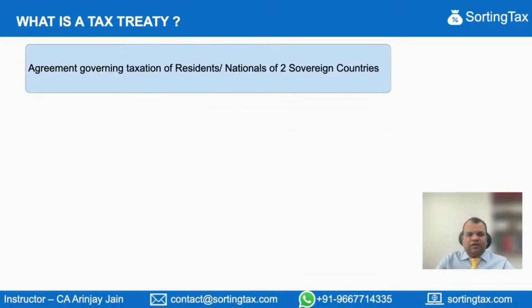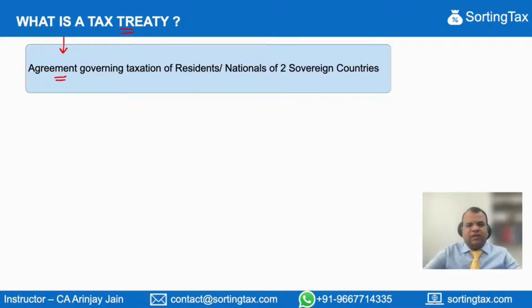Now, what is a tax treaty? We said there is a tax treaty between state R and state S. But what exactly is a tax treaty? A tax treaty is nothing but an agreement. Just like you have contracts or agreements in commercial parlance, even a tax treaty is nothing but an agreement which governs the taxation of residents or nationals of two sovereign countries.